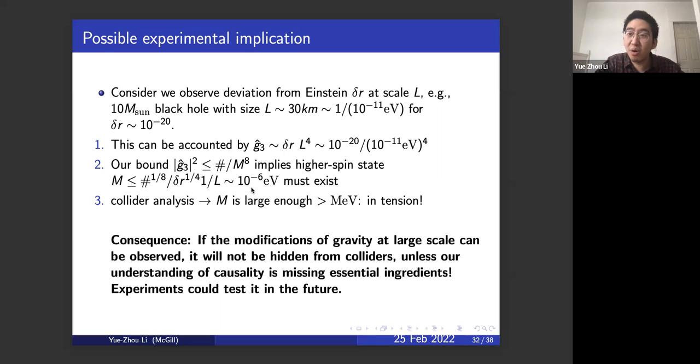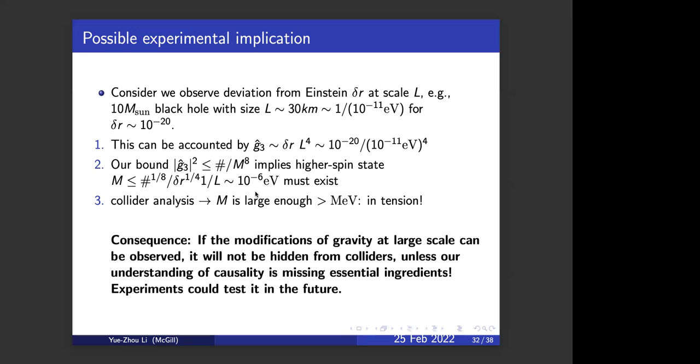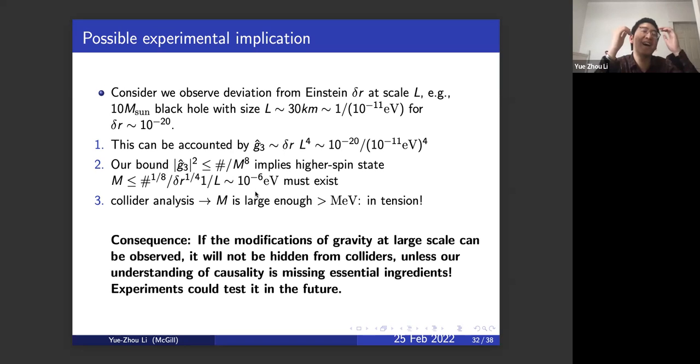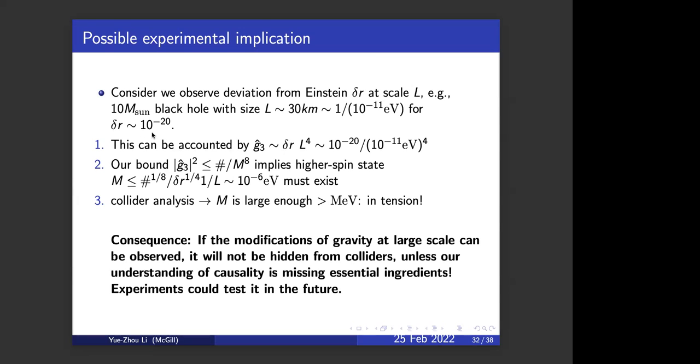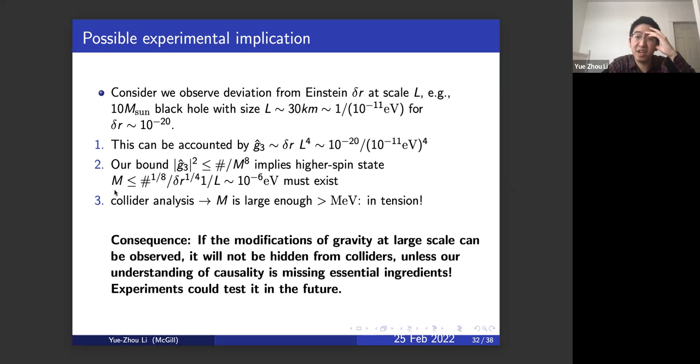But if we have that small a mass M, then the collider must be able to find it. You mentioned the MeV, right? It's 10 to the minus 6, not 10 to the 6, right? In the third item you mentioned M is greater than MeV. Yeah, I'm having the same confusion. Maybe this MeV is confusing, but the idea is that the collider analysis implies that M must be very large, while the large-scale deviation means that M is actually not that large.